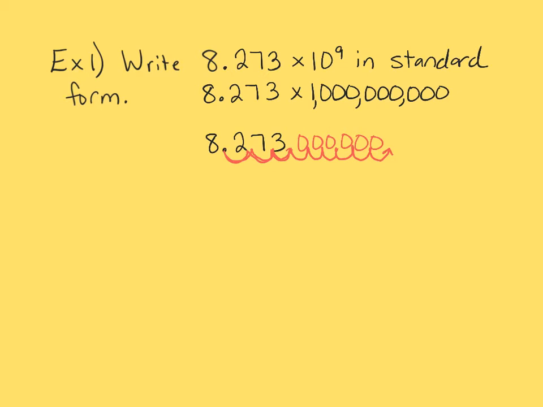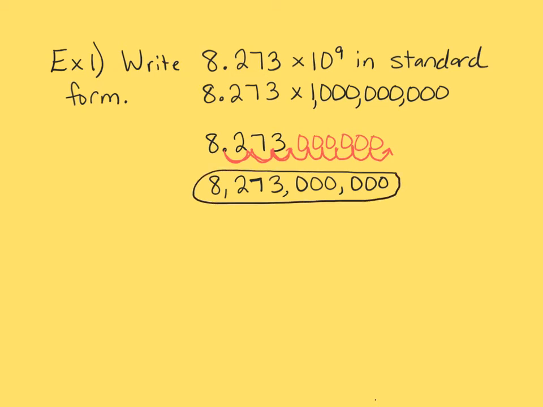I'm just going to polish it up and just write it more neatly. I always separate every 3 digits by a comma. So if I start from the right side, I'll go 3 digits and then place a comma. And so I get this number 8,273,000,000, and it's in standard form, the standard way we write numbers.